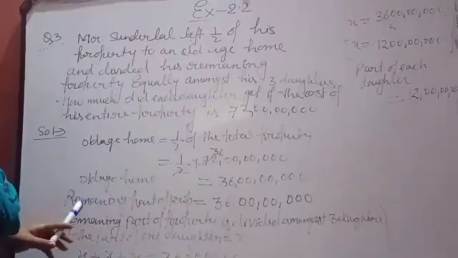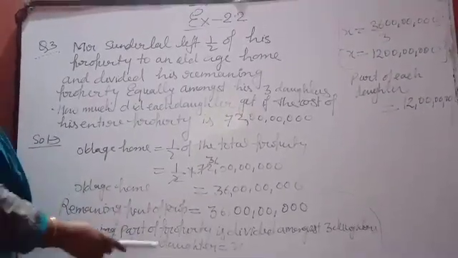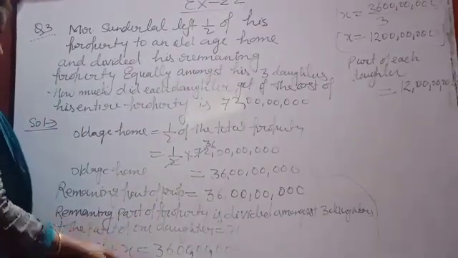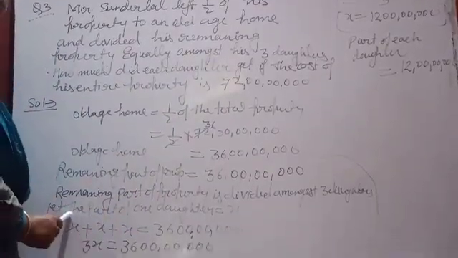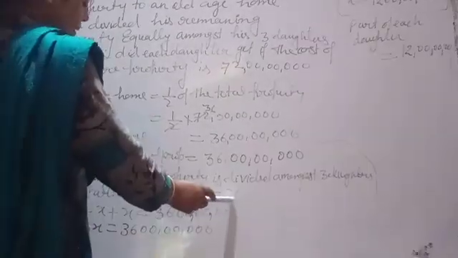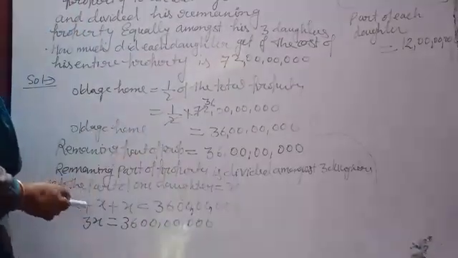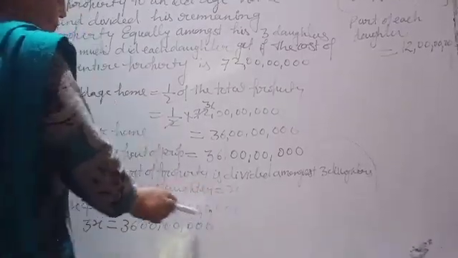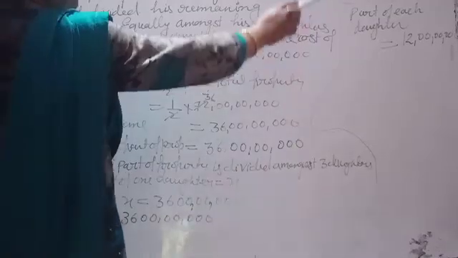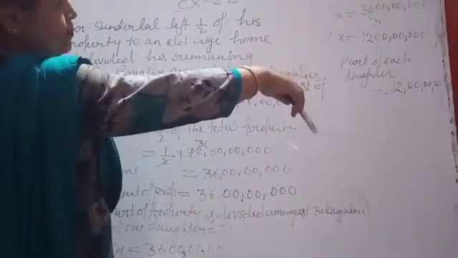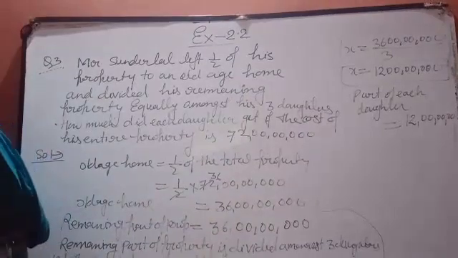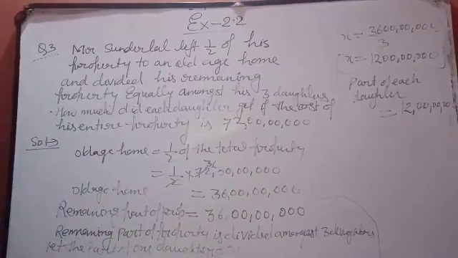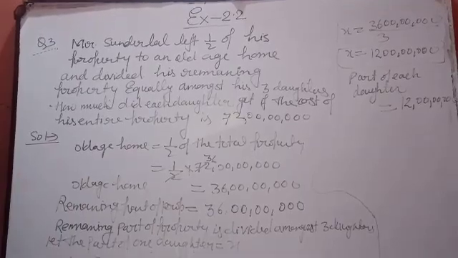Then the remaining part of the property he has divided amongst his 3 daughters. Because we don't know how much one daughter is getting, we have taken, let the part of one daughter be x. So 3 daughters are getting equal parts, so x plus x plus x is equal to 36 crore. So 3x is equal to 36 crore. So x is equal to 36 crore divided by 3. So x will be 12 crore. So the part of each daughter will be 12 crore. Okay. Now move to the next one.